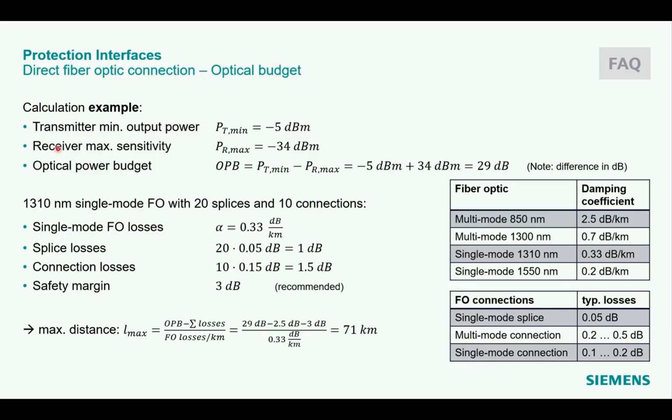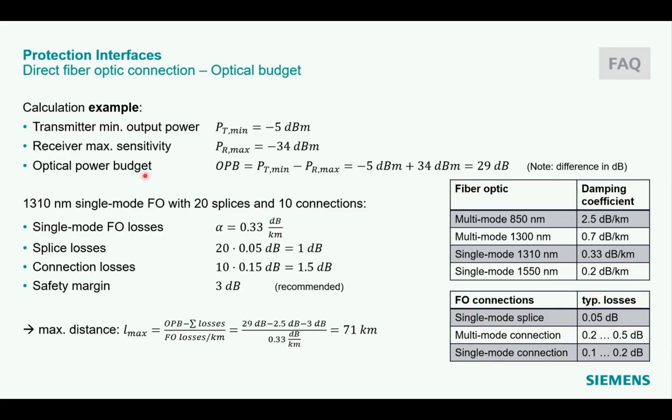In this example, you will find in the hardware manual for a particular module the minimum optical power output of the module. In this case, we have -5 dBm. And you also see the receiver maximum sensitivity. In this case, we have -34 dBm. The optical budget is the difference between both numbers. So the optical budget, OPB, is calculated by the difference. In this case, we get 29 dB. This 29 dB is the optical budget which is used for the losses.